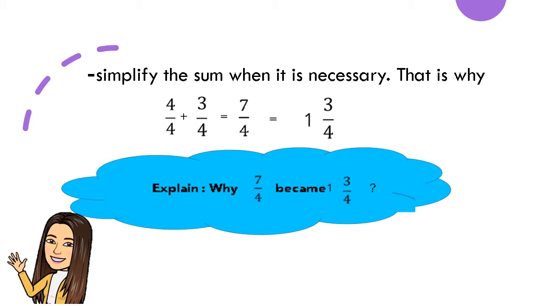Explain. Why did 7/4 become 1 3/4? That's right, because we simplified. How? By dividing the numerator by its denominator. And the answer is 1 3/4. Note, class, that in getting the answer, we always simplify it.